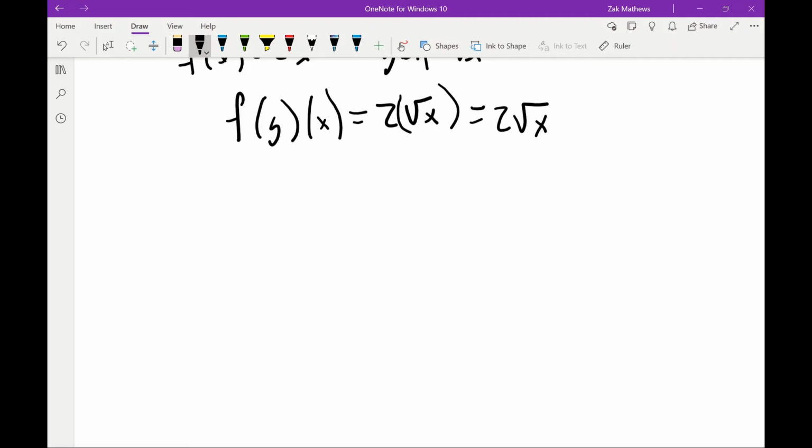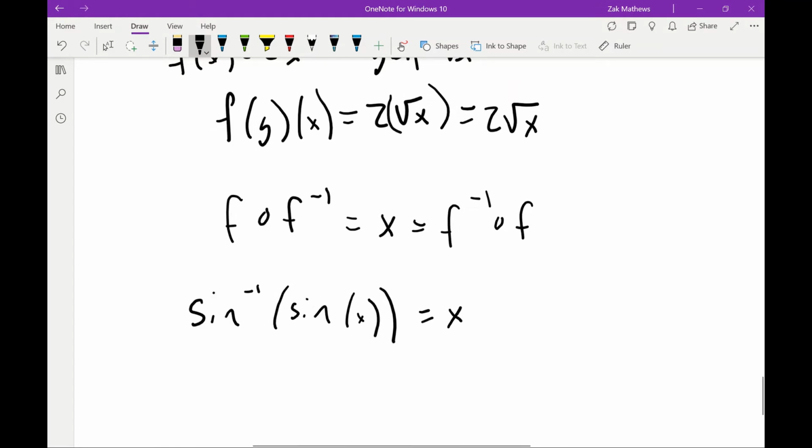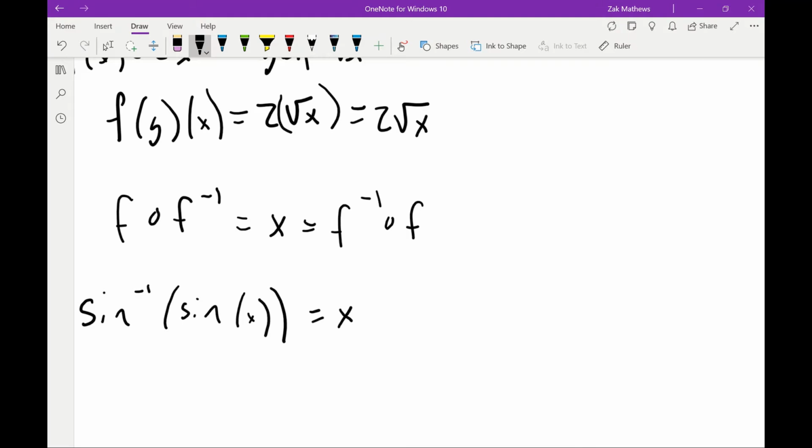And I'm going to start with the easy ones. If we had 2 functions that were inverses of one another, f and f inverse, if we took their composition, that always left us with x. By the properties of inverses, f of f inverse is equal to x, which is the same as f inverse of f. Which means that if we were to take sine of the inverse, or the inverse of the sine of x, that should leave us with x. And that is mostly true.